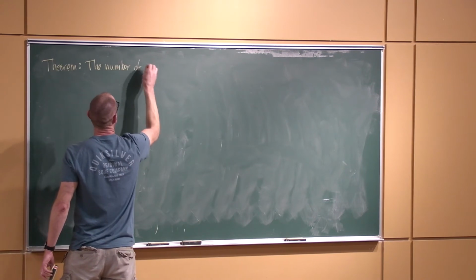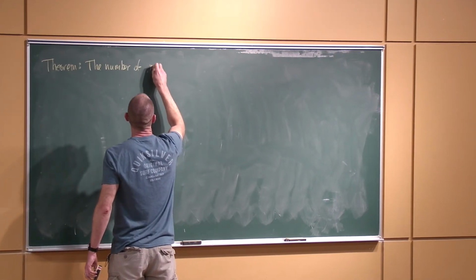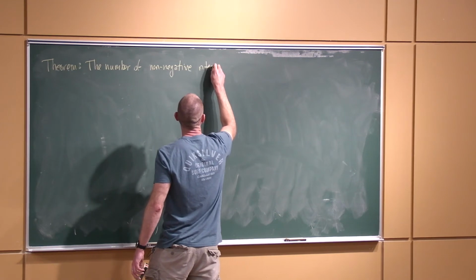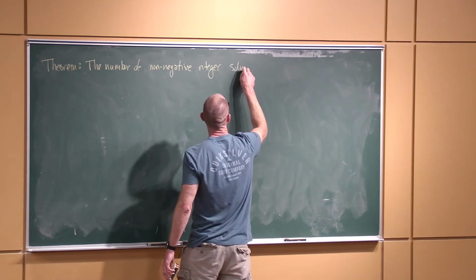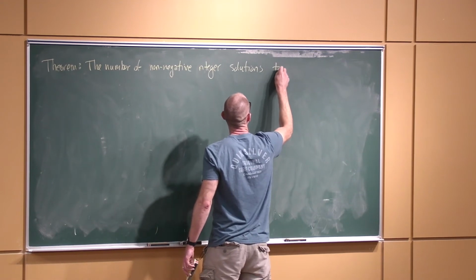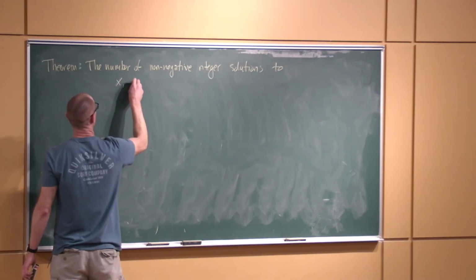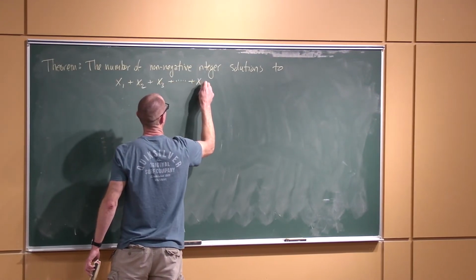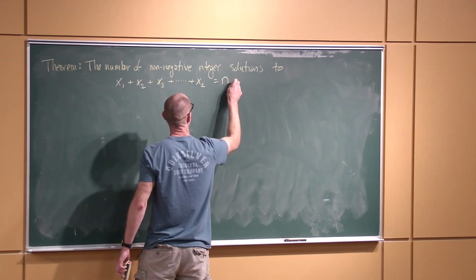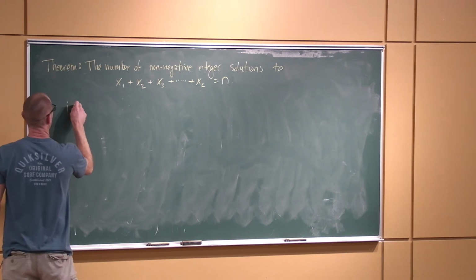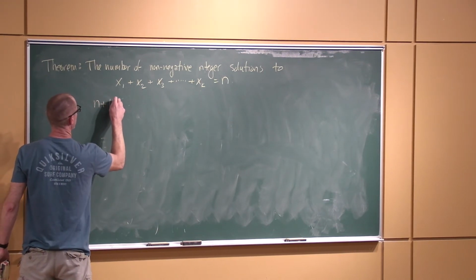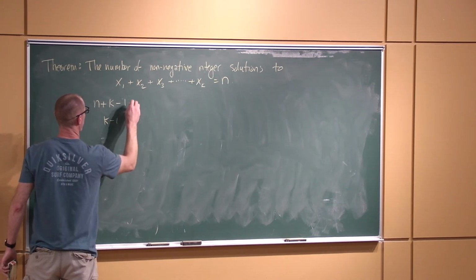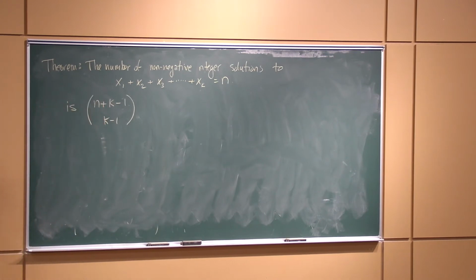the number of non-negative integer solutions to an equation like x1 plus x2 plus x3 plus ... plus xk is equal to n is n plus k minus 1, choose k minus 1.